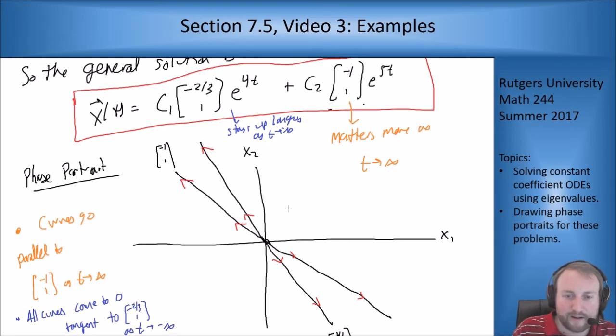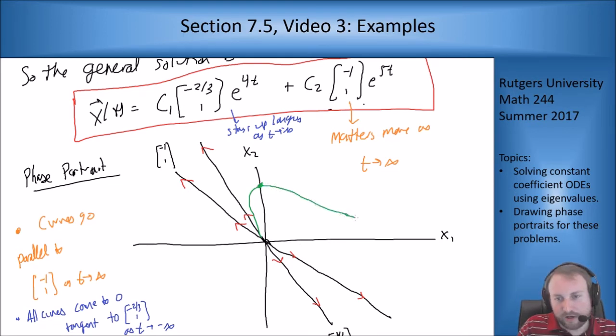So what does that mean? If I start at this point here, I have to come into 0 as t goes to -infinity, tangent to the -2/3, 1 line. So I have to come into 0 sort of like this. I'm coming in tangent to this line. And as t goes to infinity, I have to go off parallel to the 1, 1 line. So I'm going to stay over here and sort of go this way, assuming that line is straight.